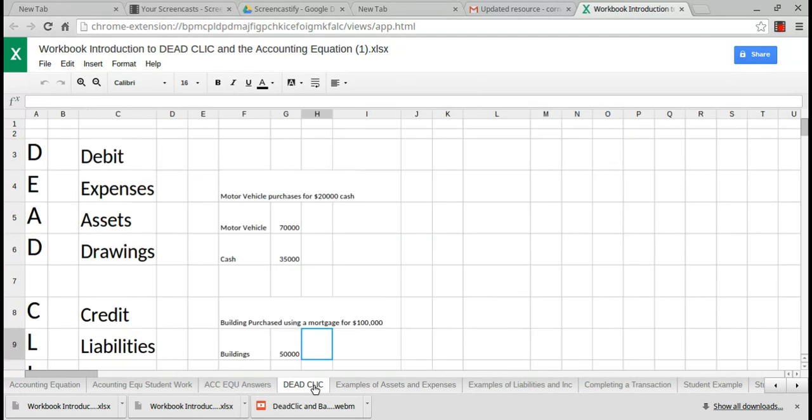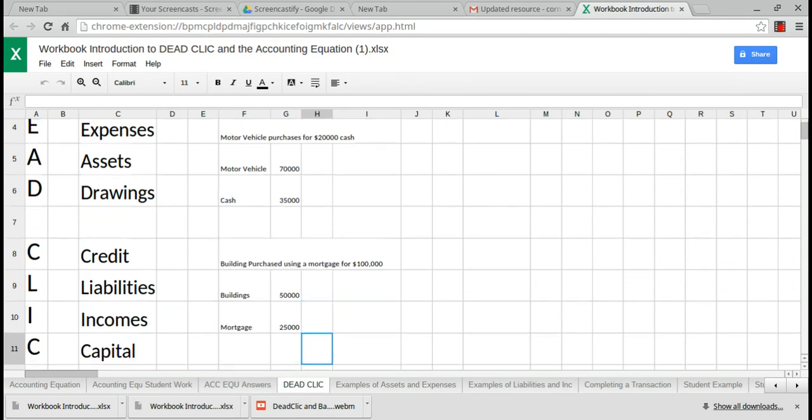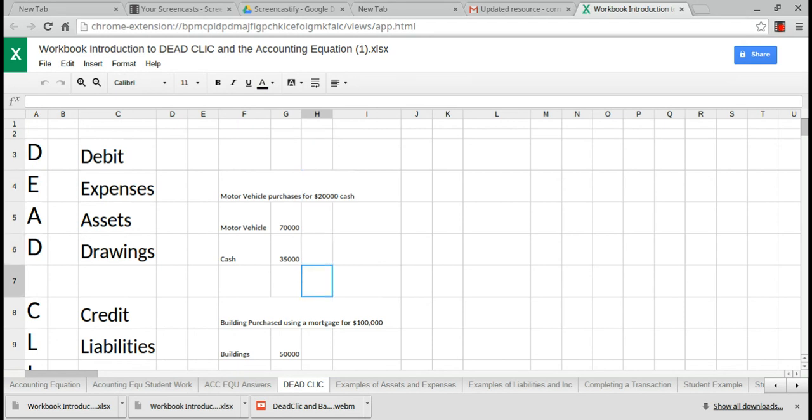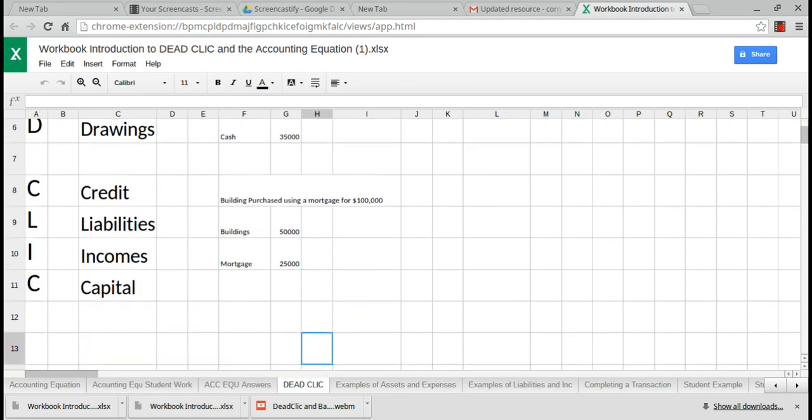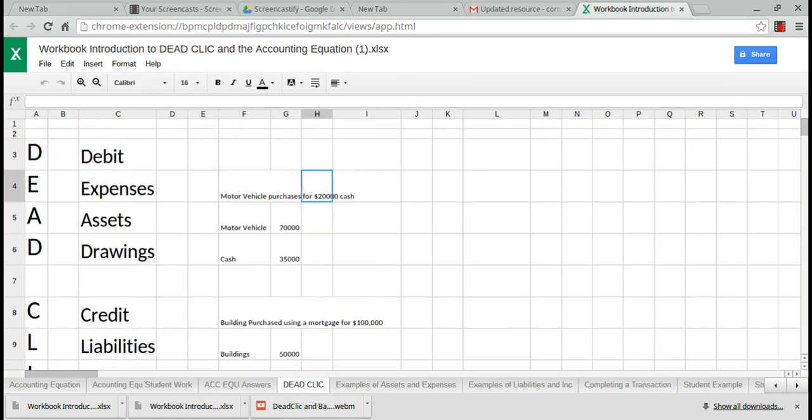Which is here. Okay, don't overdo it. This is something that you do need to learn quite quickly. Something called dead click. It's a rule to help you remember what we're going to debit and what we're going to credit. It stands for debit expenses, assets and drawings, credit liabilities, income and capital. And there is another podcast on this, which you can watch pretty much straight after you've done this exercise.